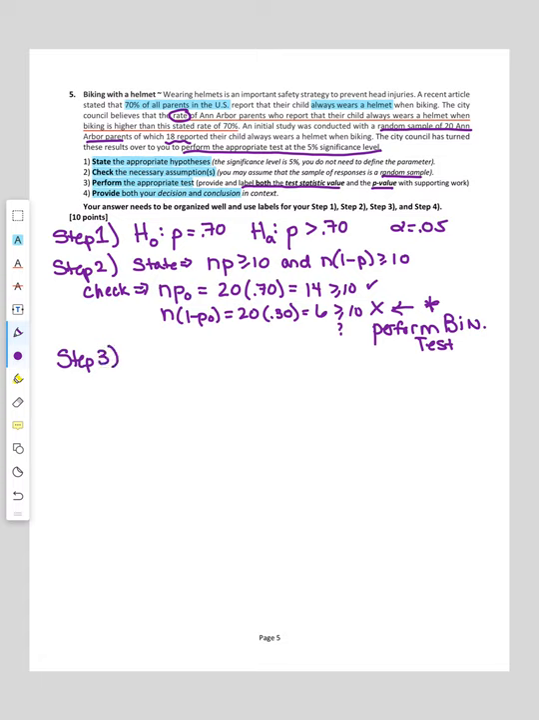The binomial test has an easy test statistic and a much more complicated p-value to compute. And if we need to, we can always check back on our help card for the binomial probability model. But the test statistic in a binomial test is simply the count. We're going back to doing the counting instead of doing the rates. The test statistic here is just the count statistic, which is how many parents in the sample of 20 said yes, their child always wears a helmet.